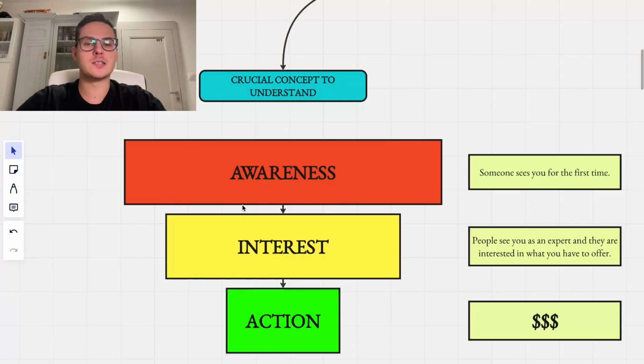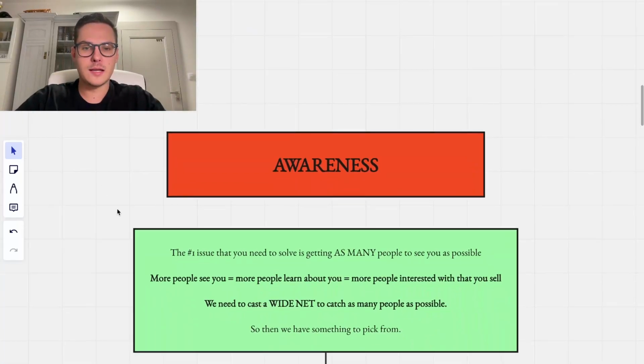For some people it takes longer to go through this whole process, and for some people it takes less time, okay? But every single person that has bought from you in the past went from this stage to this stage. No one saw you for the first time and wanted to buy from you, okay? So with that in mind, let's move on.